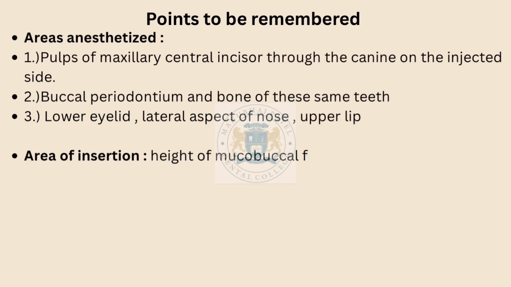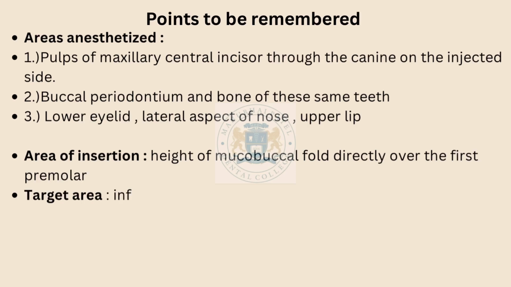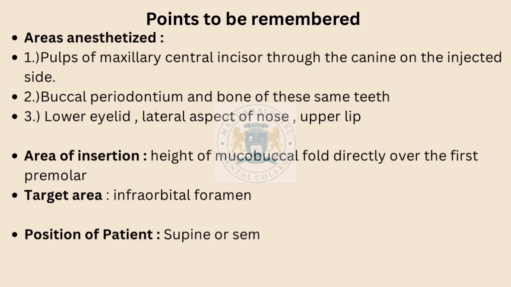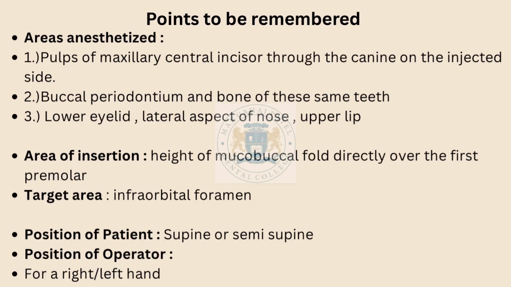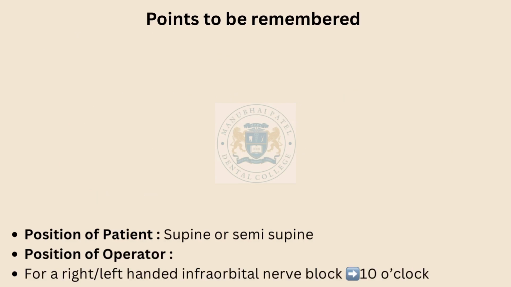The area of insertion is at the height of the mucobuccal fold directly over the first premolar. The target area is the infraorbital foramen. The position of the patient is supine or semi-supine. The position of the operator for a right or left infraorbital nerve block is 10 o'clock.